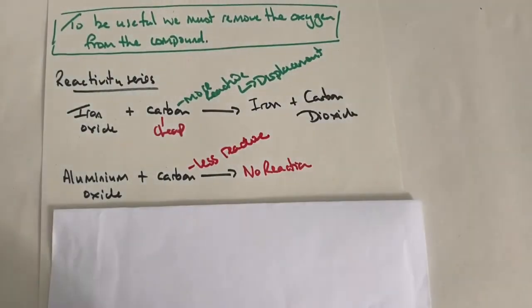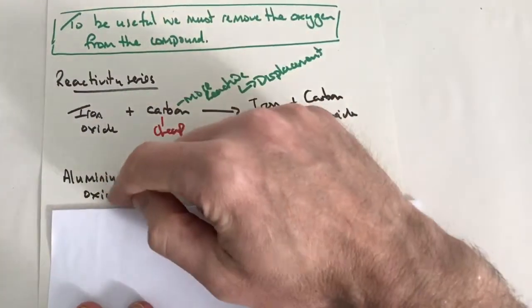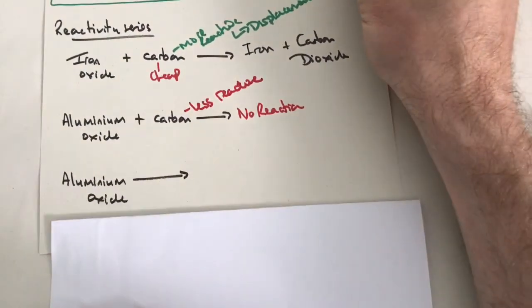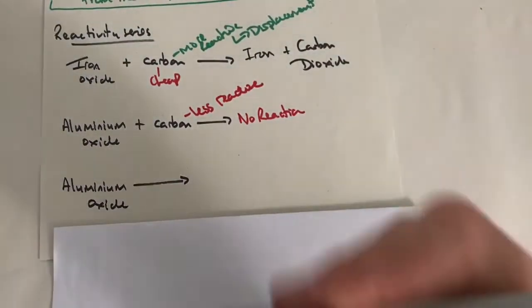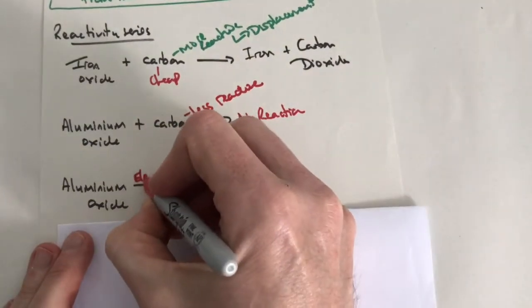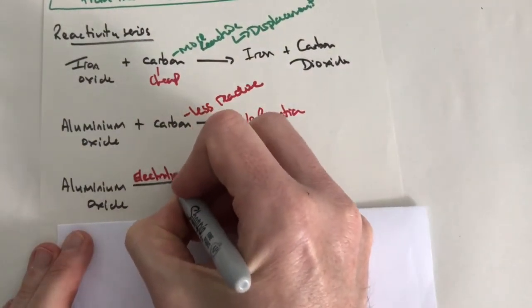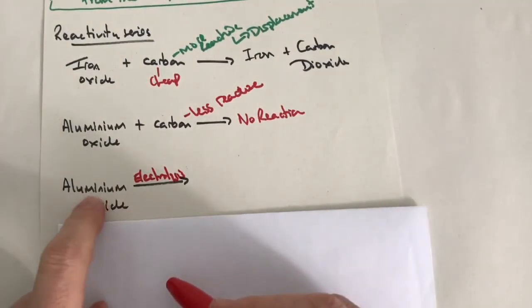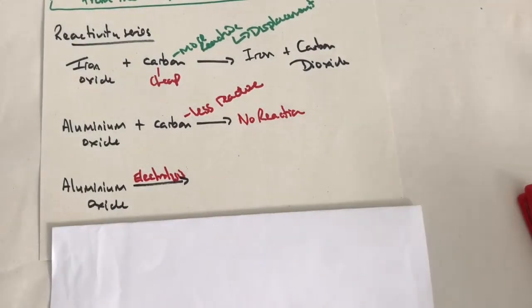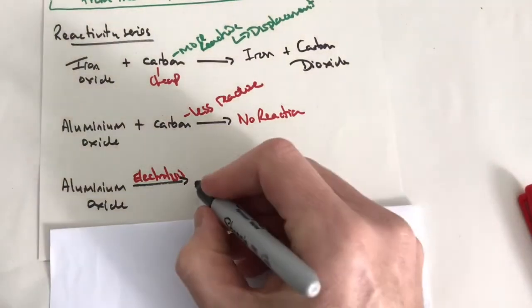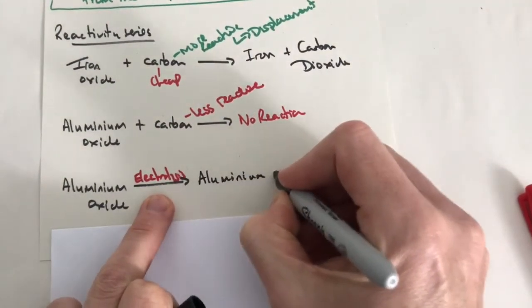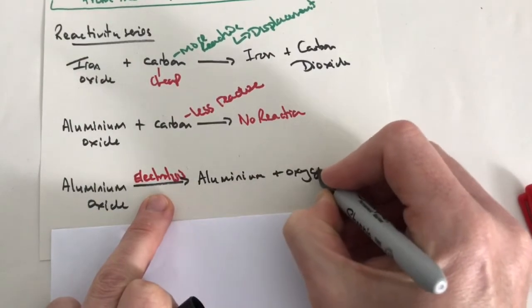So what do we do? How do we do this? This is a reactive metal. How do we separate it from the oxide? Well, what we do is the process of electrolysis. So in this process here, we are going to use electrolysis. Electrolysis uses electricity to split the compound into simpler substances. So what will form here is aluminium, and we will get oxygen.